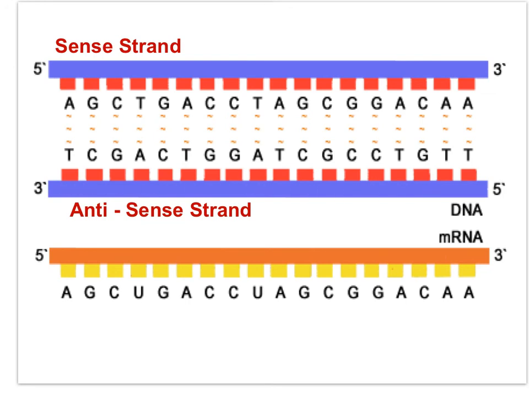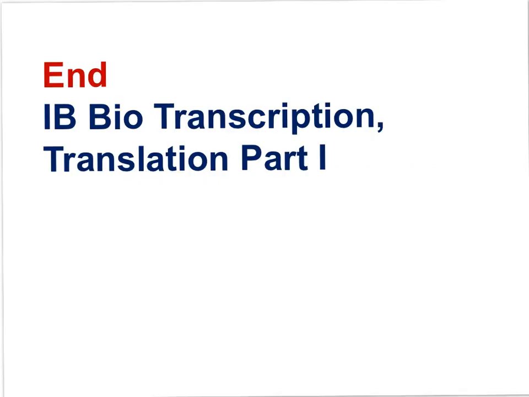The DNA template strand was oriented anti-parallel, 3-to-5, relative to the 5-to-3 direction of synthesis in the making of the new mRNA molecule. Hopefully this strikes you as beautiful. And that brings us to the end of IB Bio Transcription Translation Part 1.